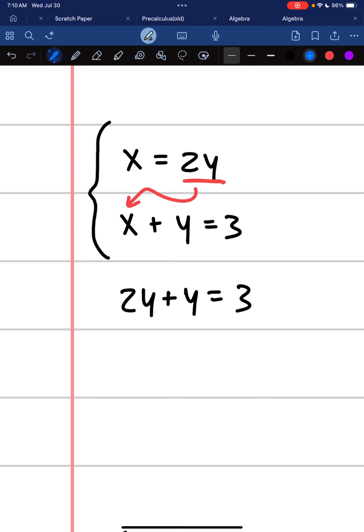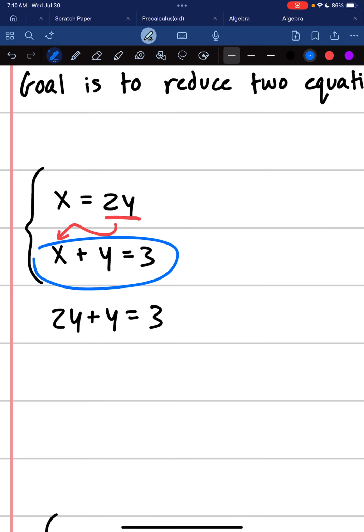And notice how in this first equation, x plus y equals 3, you can't really solve for x or y, right? Because when you have two variables, for example, if I wanted to solve this equation I've just circled for y, I would get y equals negative x plus 3. That's not really a solution at all, right? Because I don't know the actual value of y.